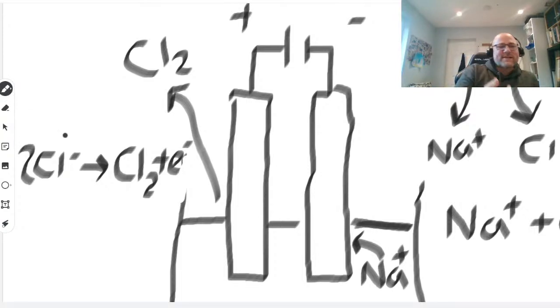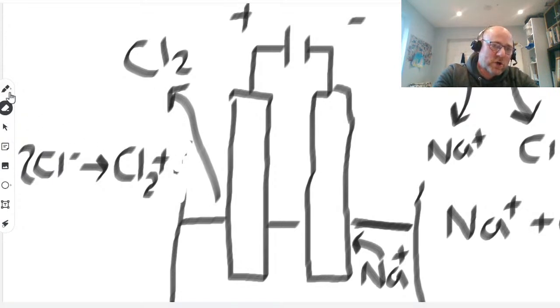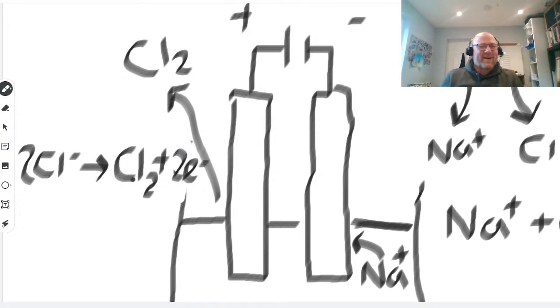Okay, so that's the half equation at the positive electrode. Two chloride ions go there, they become oxidized, they lose electrons, and they become a chlorine molecule. I should really have a little two in front of the electrons over here to balance it. This is the most common one in all of the chemistry exams. If you've only got time to remember one half equation, the chloride ion half equation is the most common one. So two chloride ions turn into one chlorine molecule and release two electrons, and this is oxidation.